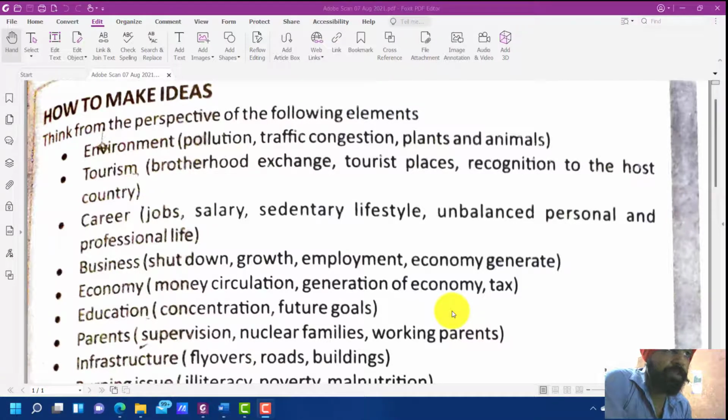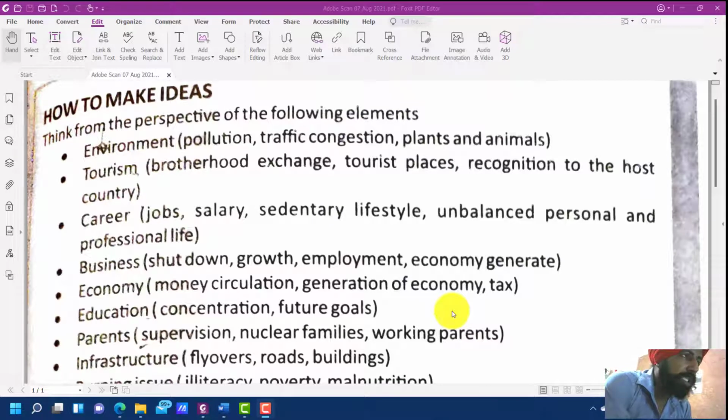Today I'm going to show how to make ideas in IELTS Writing Task 1. Many students suffer from the problem that they don't know how to make ideas, and they don't think they're capable of making ideas. So today I'm going to show how we can generate ideas.